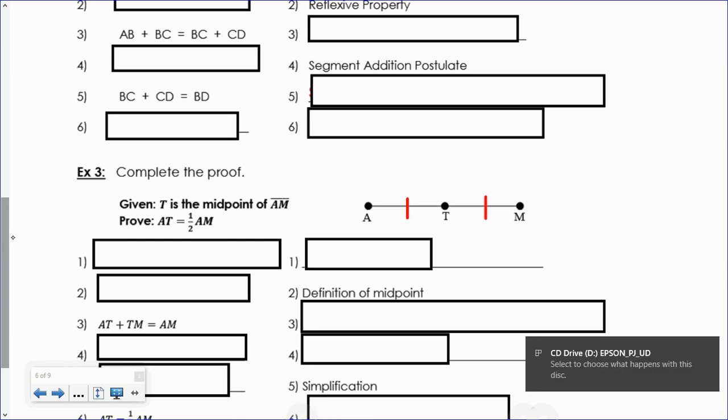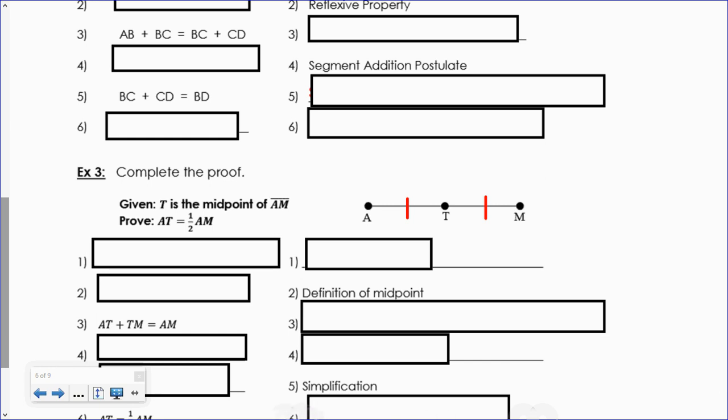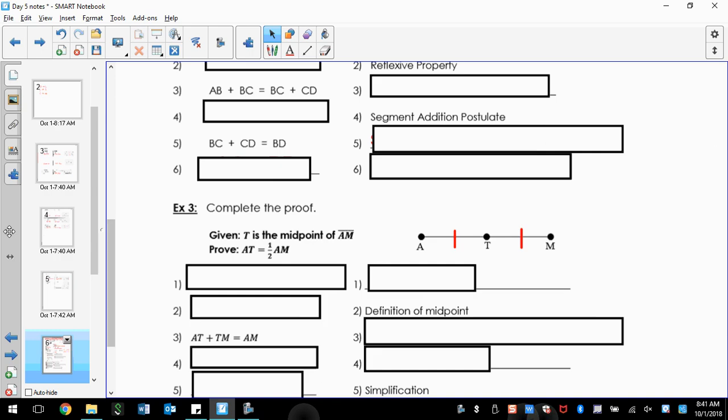Right. Your next line should say BD is equal to BD. It won't let me scroll, but it'll let me move stuff. That's interesting. Hold on. This is too early in the morning for you to mess up on me, technology.